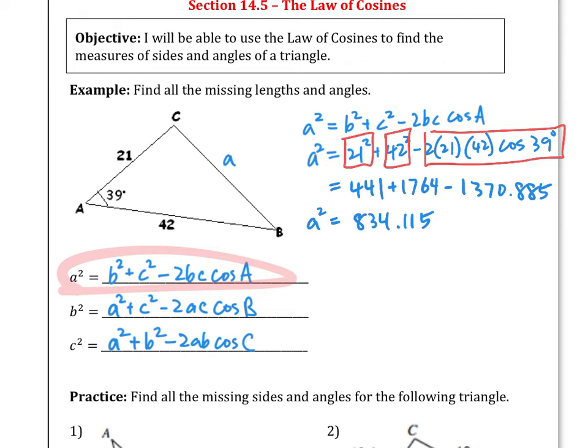So what we want to do is now square root that. A is 28.881. All right, that's good. So this is 28.881. All right, now what you want to do is you need to find the rest of the angles. That means you need to find this angle and this angle.